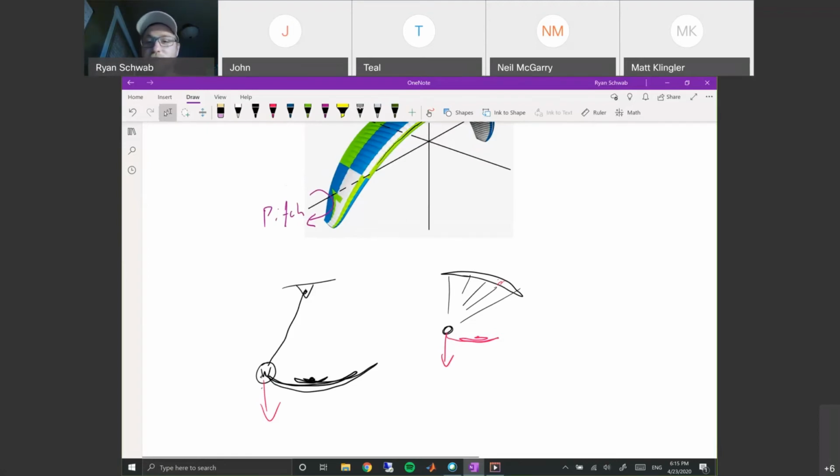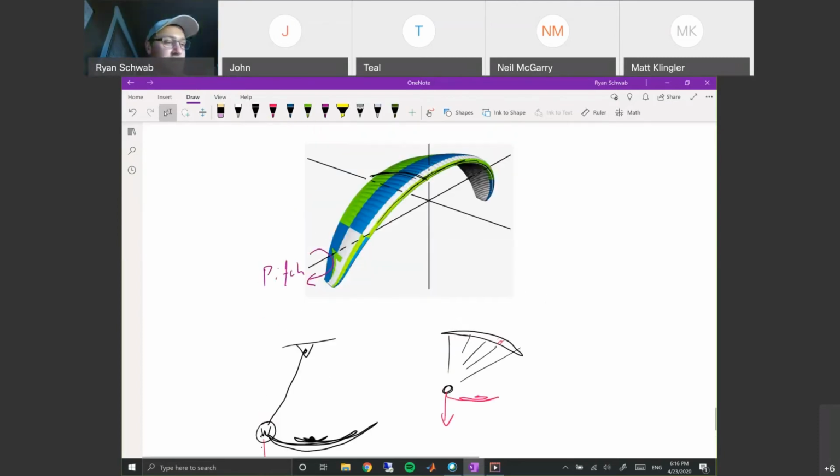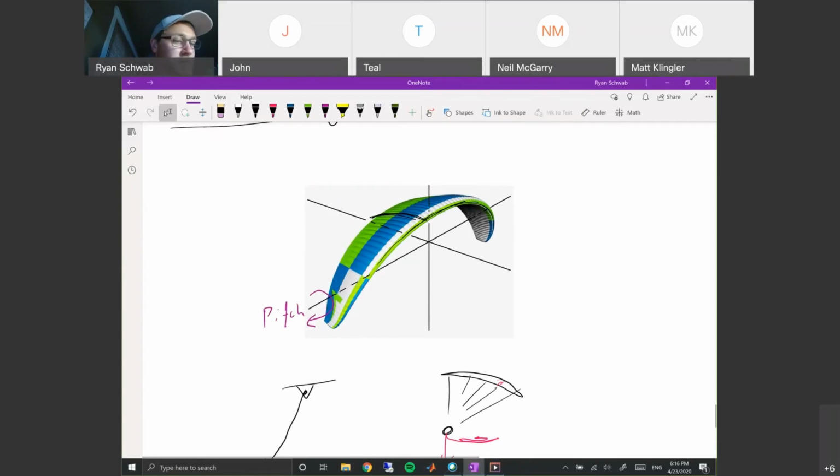Don't try that without looking into it further, though, because it might be a little bit off. Cool. So we talked about pitch. Let's talk a little bit about roll. Color that one in blue. So roll is about this axis here.